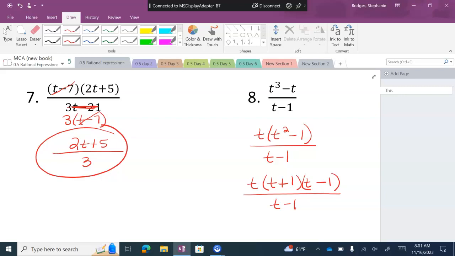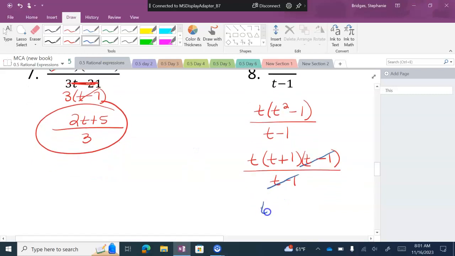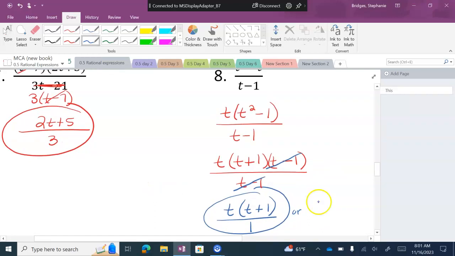Can I break any parenthesis down any further? No. Do we see something that we can simplify now that we have it all factored out? What's the same? T minus 1s. And if I cancel everything out of the denominator, do I have to put it over 1? No. Can I put it over 1? Yes. So we can leave it as t times t plus 1 over 1, or we can also just leave it as t times t plus 1. And yes, if you wanted to multiply that back out and give me t squared plus t, that's also fine. But again, why do more work when you don't have to, right?